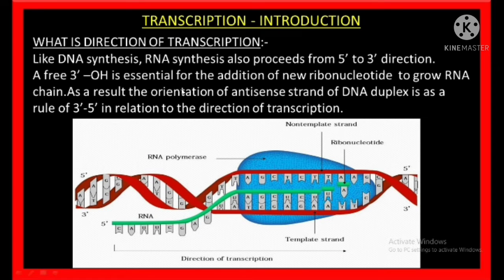Like DNA synthesis, RNA synthesis also proceeds in the 5' to 3' direction. A free 3' OH is essential for the addition of a new ribonucleotide to grow the RNA chain. As a result, the orientation of the antisense strand of a DNA duplex is, as a rule, 3' to 5' in relation to the direction of transcription.